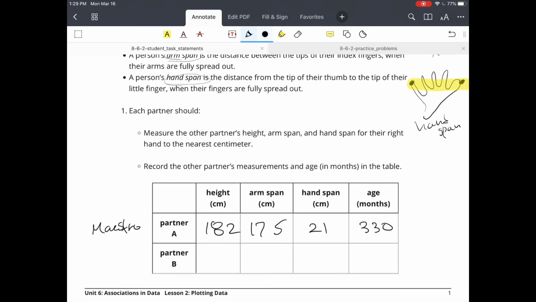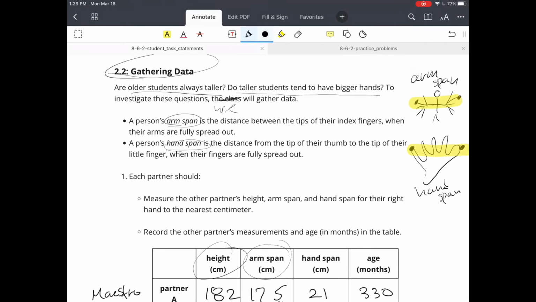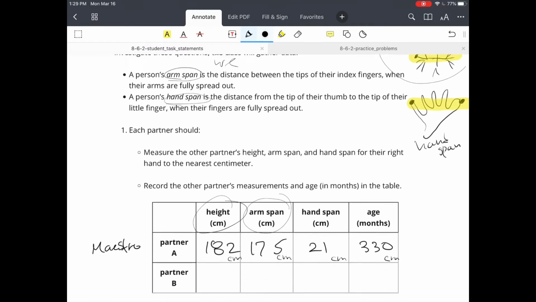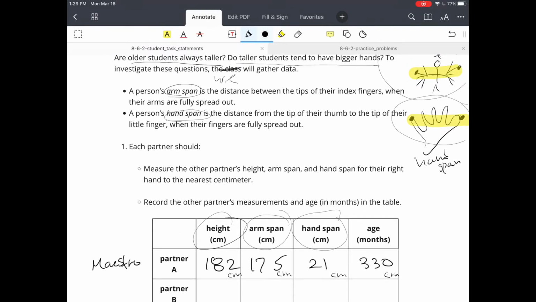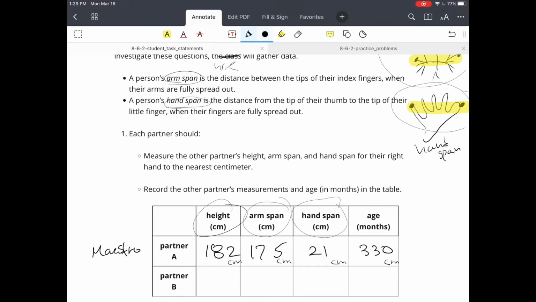So I went ahead and actually calculated mine, and I recommend you do yours. Use a measuring tool. Go ahead and figure out your height, first of all. I am 182 centimeters tall. Your arm span, that's this one right here. Your hand span, that's this one right here. And then your age in months.